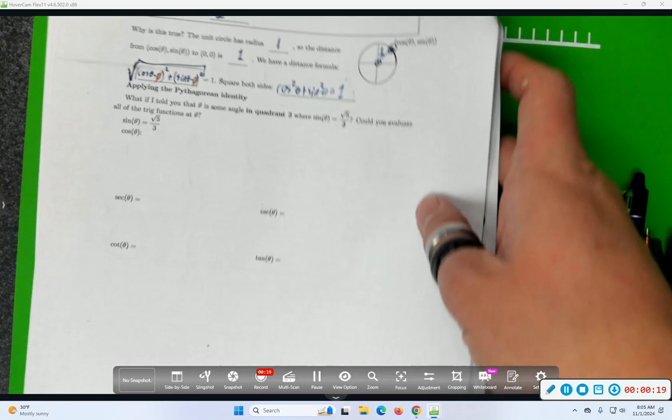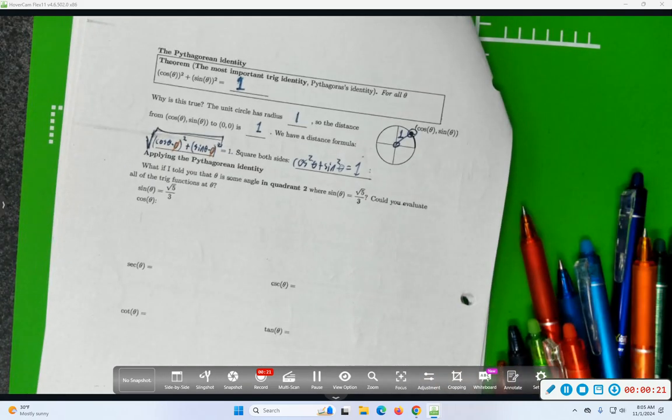I said in class that one of the most important facts about trigonometry is the Pythagorean identity, which says that sine squared plus cosine squared is always 1. And the reason it's true is just because the unit circle has radius 1. But let's actually use that to do something. So here's the most obvious application of Pythagorean identity.